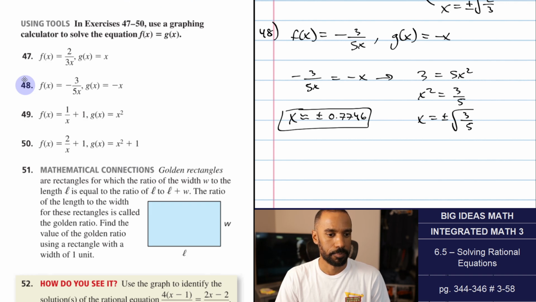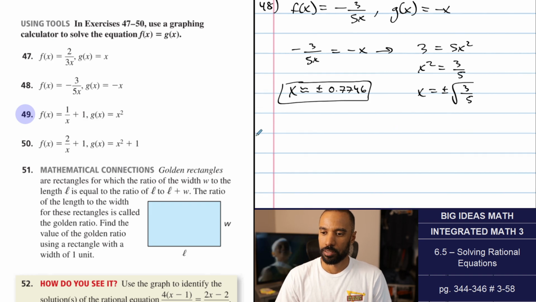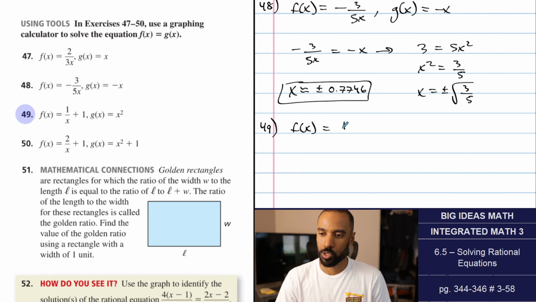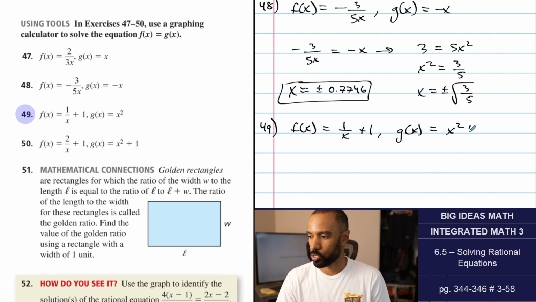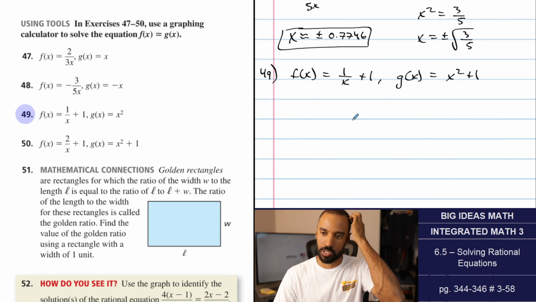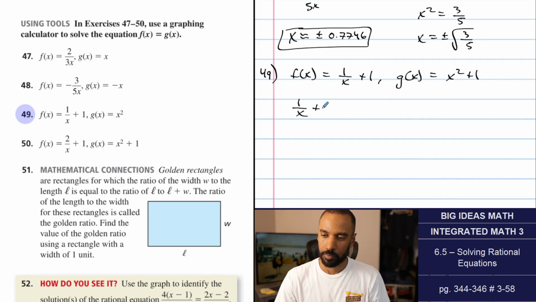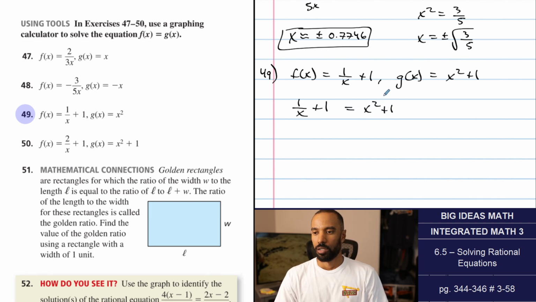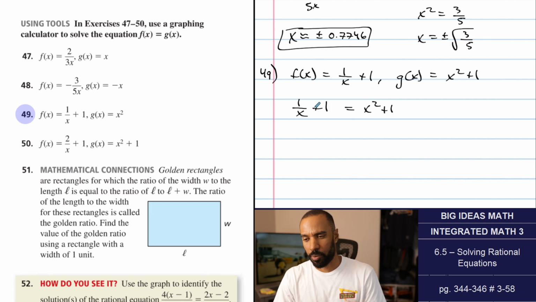Number 49. F of x equals 1 over x plus 1. G of x equals x squared plus 1. Set them equal. Yeah, let's do more algebra with this, right?